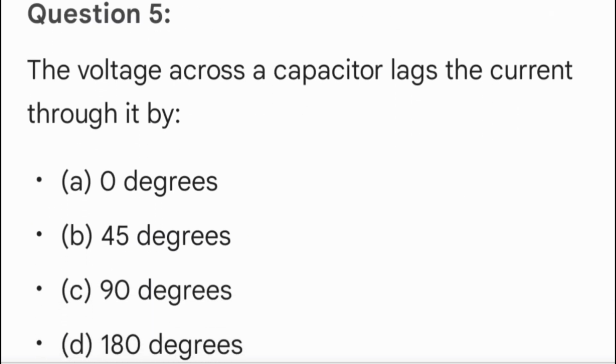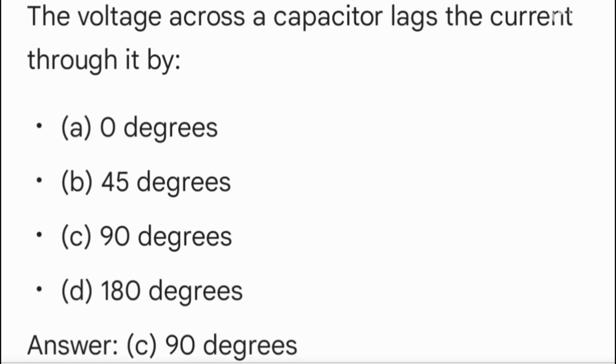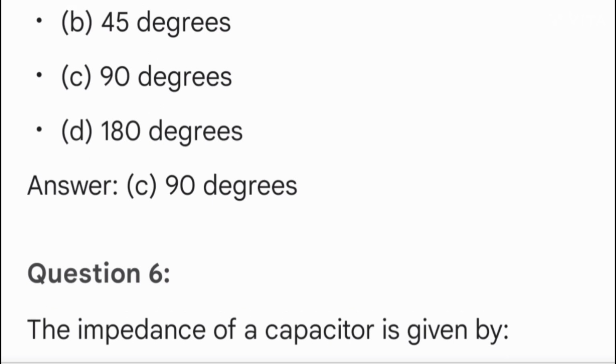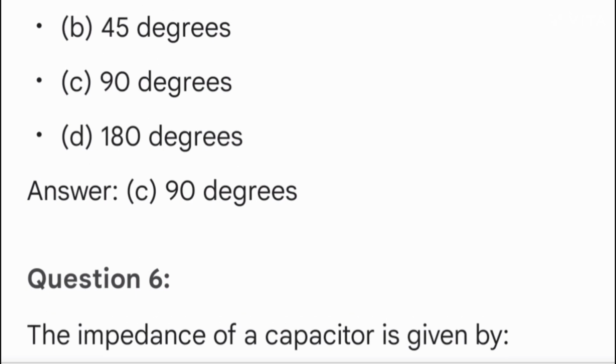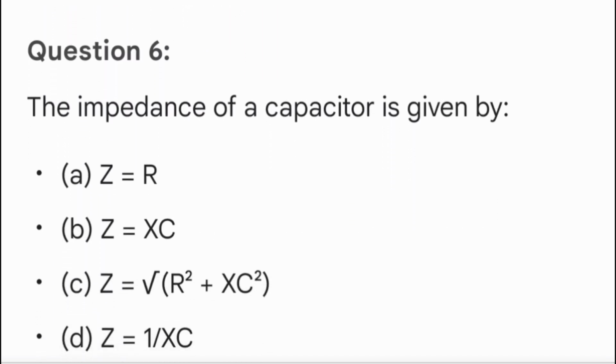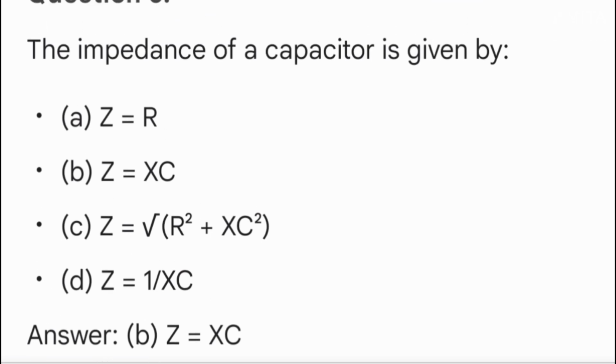45 degrees, C. 90 degrees, D. 180 degrees. Answer: C. 90 degrees. Question 6. The impedance of a capacitor is given by A. Z equals R, B. Z equals XC, C. Z equals square root R squared plus XC squared, D. Z equals 1 by XC. Answer: B. Z equals XC.